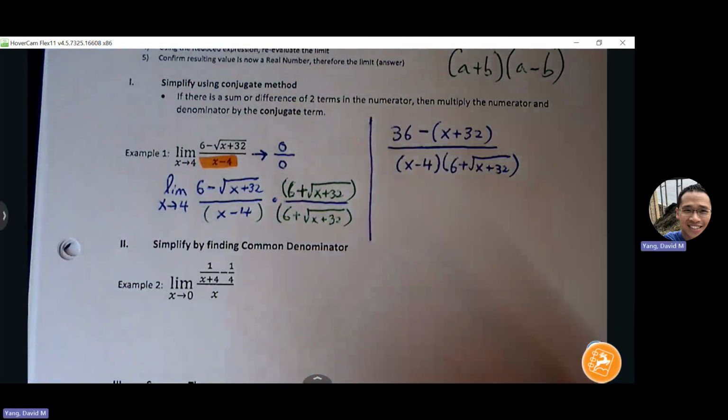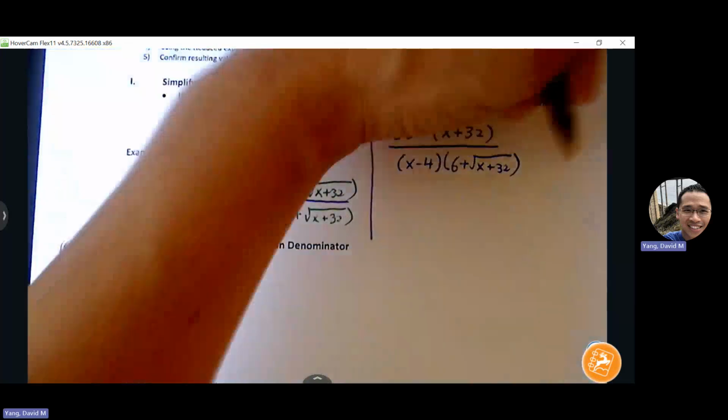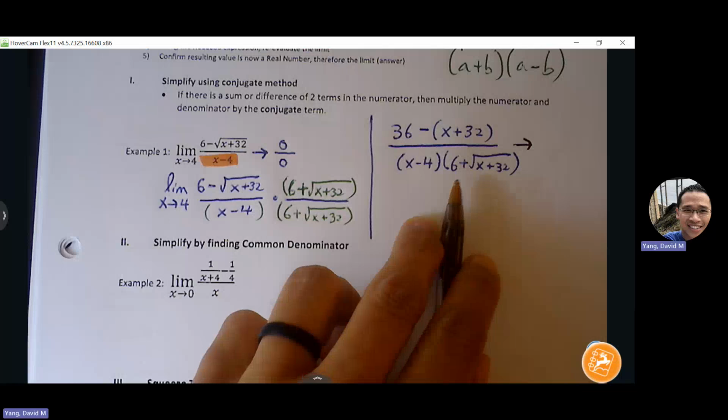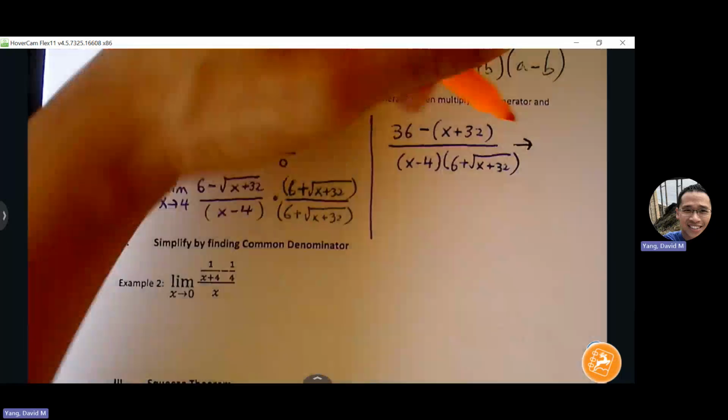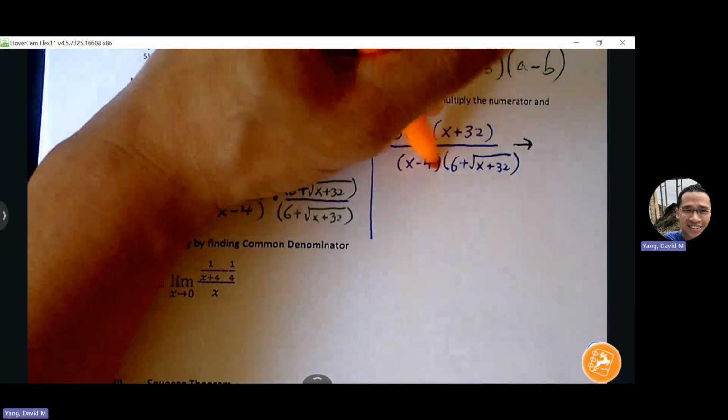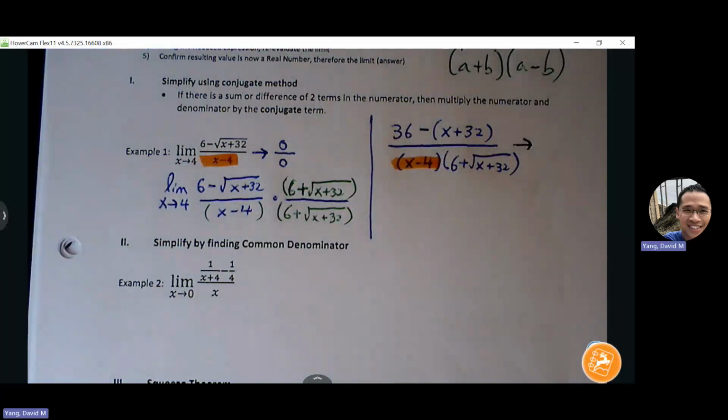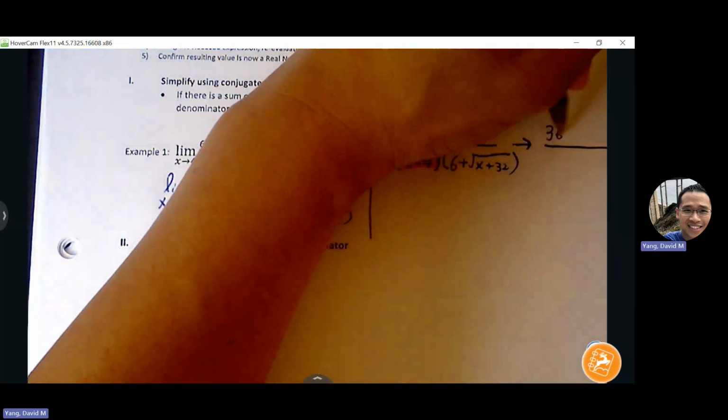Okay, so now let's continue cleaning up. Now, you're going to expand the numerator, but leave the denominator alone. And again, the reason why we leave the denominator alone is because we want to pair an x minus 4 with something that is also x minus 4. If we expand, we're going to lose that x minus 4. It's going to be harder for us to cancel out what we've already identified in the denominator. Okay, so we're going to distribute the negative through. So 36 minus x minus 32.